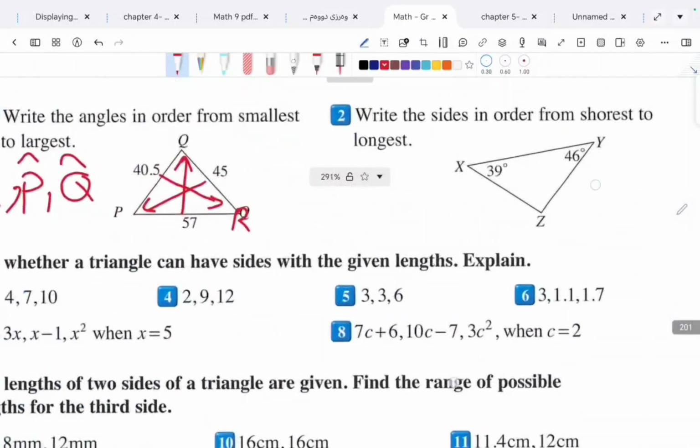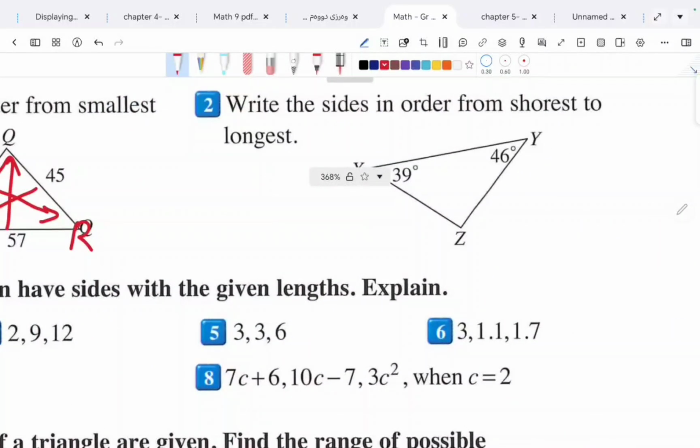Okay. This one, you have to find the third measure. 39 plus 46 plus which number equals 180? Plus 95. Or you can add them together.